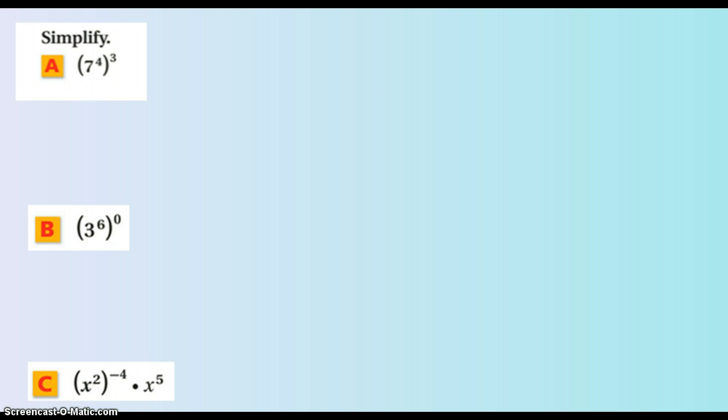Alright, so let's use this in a couple scenarios here quickly. So 7 to the fourth, all to the third. Since we're taking a power to a power, I just multiply those two together and I have 7 to the 12th power.